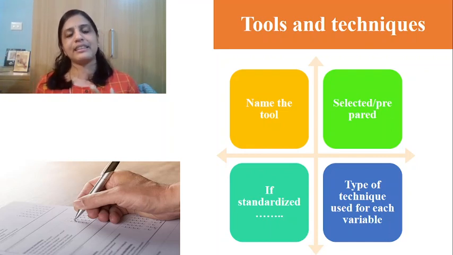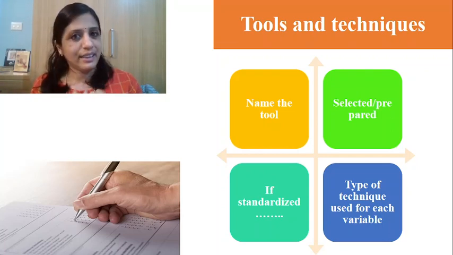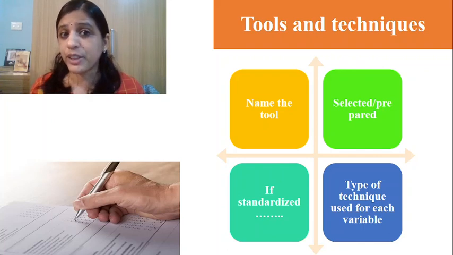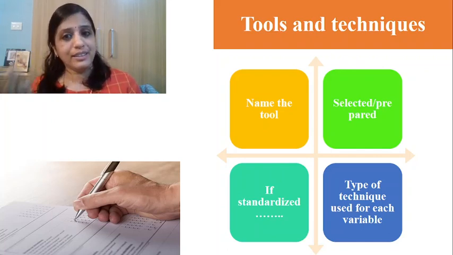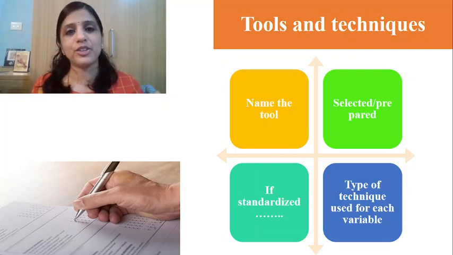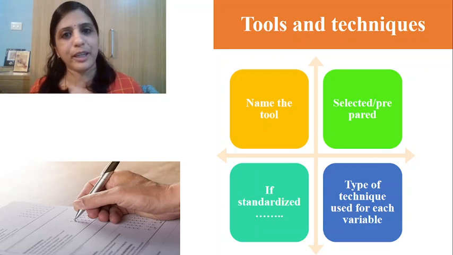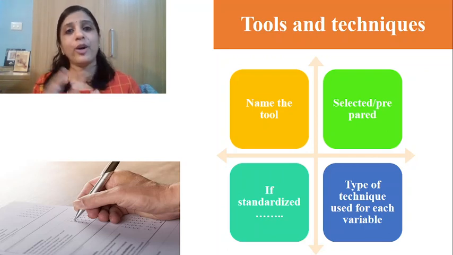So these are the three things which you should write about the tool. Name the tool. Please tell us whether you're going to prepare the tool or select a standardized tool. If you're using a standardized tool, again, please mention the validity and the reliability aspect of that particular tool. Now coming on to the technique.